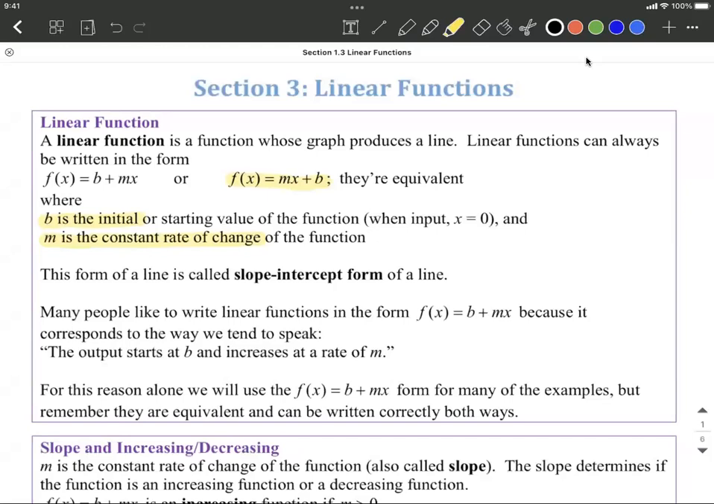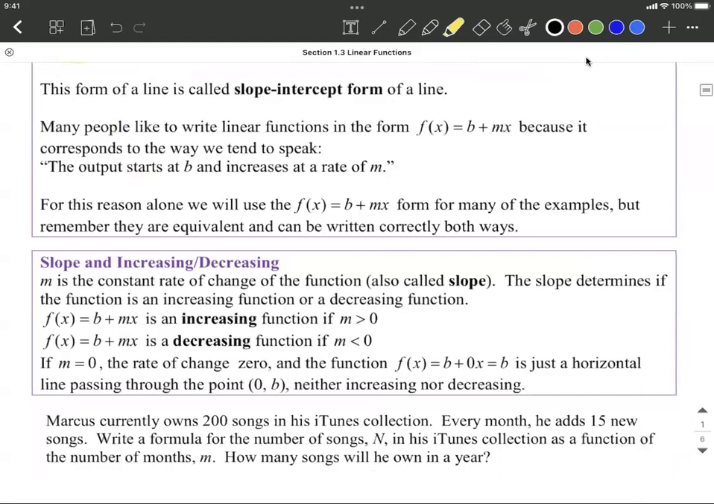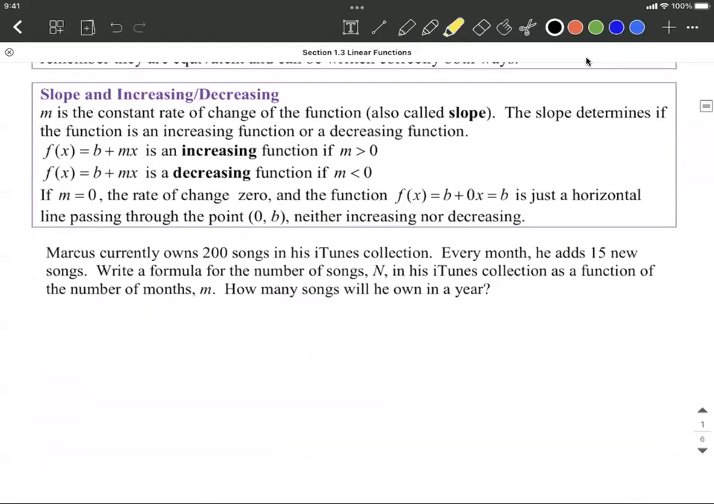Now, our book does flip this around, but I traditionally just stick with the f of x equals mx plus b order. If you did switch them around, it's equivalent, except I'm just used to seeing it as y equals mx plus b.